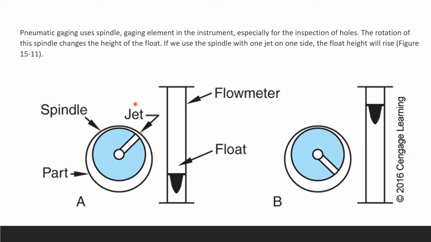Pneumatic gauging uses a spindle. Right here is just a cross section so you can see its height. It is the gauging element in the instrument, especially for the inspection of holes when we want to measure holes. The spindle can rotate, and when it rotates, it changes the height of the float. If we use a spindle with one jet on only one side, the float height is going to rise. You can't see it here, but know that this float is going to go up.